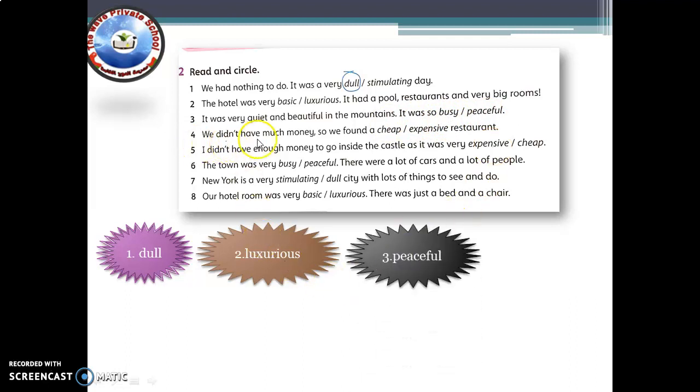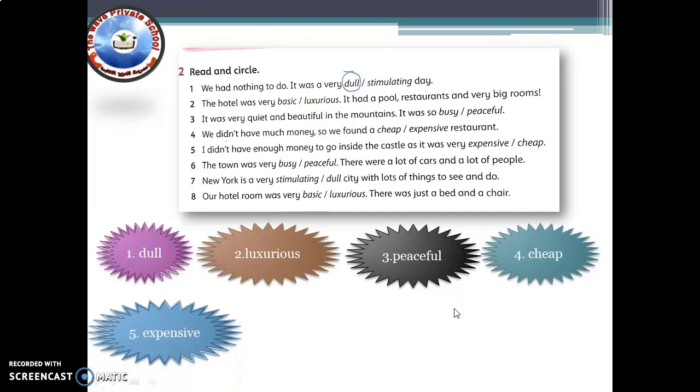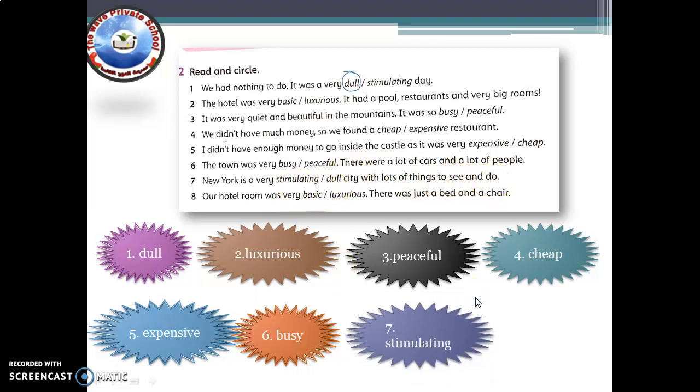Number 4, we didn't have much money, so we found a cheap or expensive restaurant. Cheap. Number 5, I didn't have enough money to go inside the castle as it was very expensive. Number 6, the town was very busy. There were lots of cars and a lot of people, so busy. Number 7, New York is a very stimulating city with lots of things to see and do. Yes, of course, the answer is stimulating.